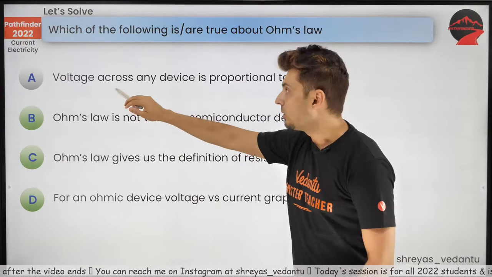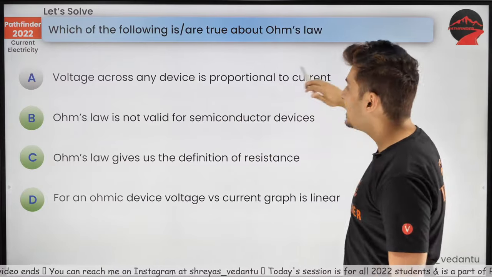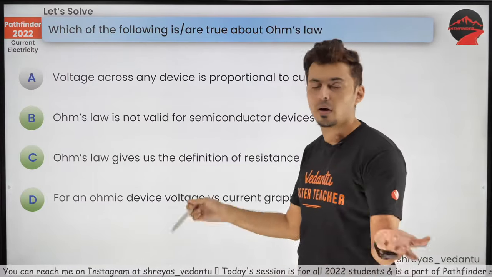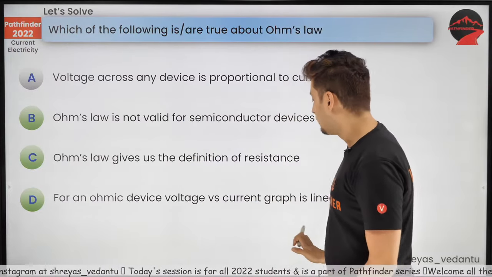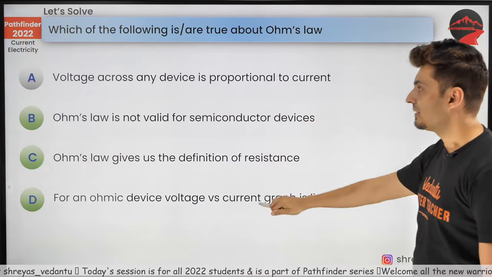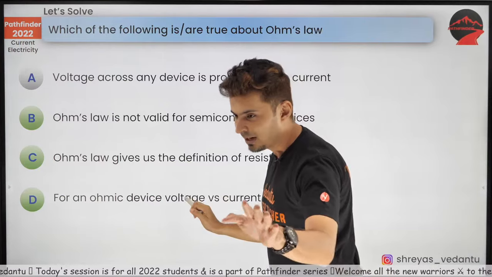And option A is wrong. I'll tell you why. Voltage across any device is proportional to current? Wrong. Any device? No. Only for ohmic devices is the voltage-current graph a straight line. Else it is not a straight line. I hope this is clear.